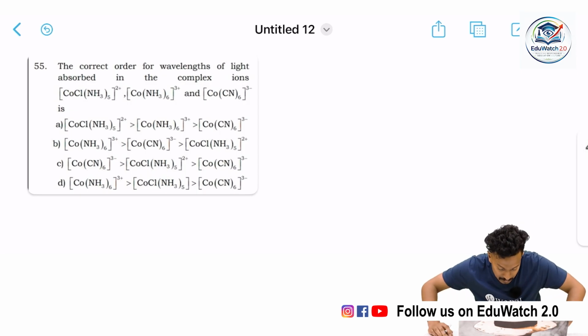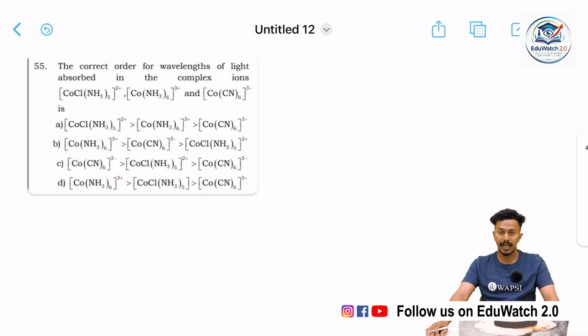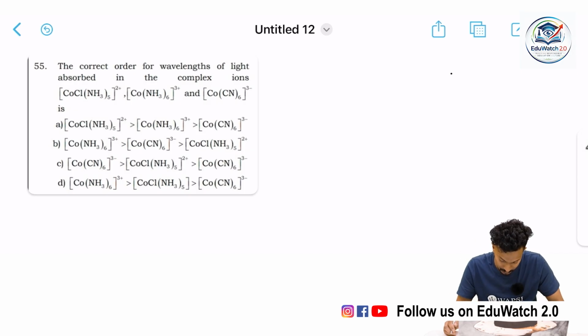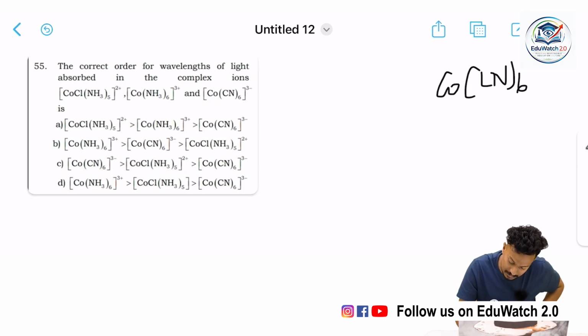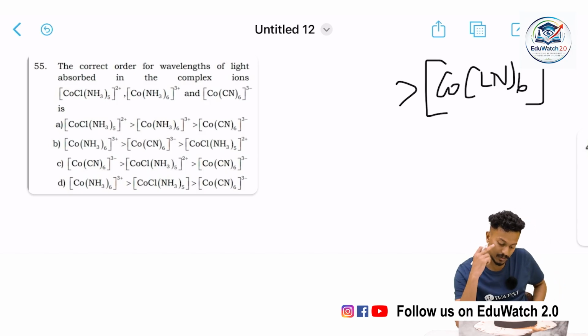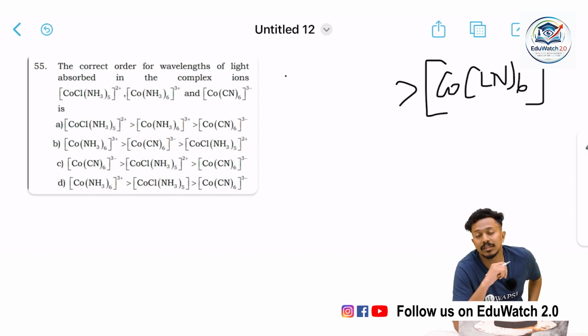So what is the strongest ligand here? We have cyanide ion as the strongest ligand compared to ammonia. So we can have cyanide as the least, comes like this one, Co(CN)6 3 minus is the least one. Yes. What about the second? Chlorine is a little bit stronger than ammonia. Comparing to a neutral ligand, chlorine is much higher.